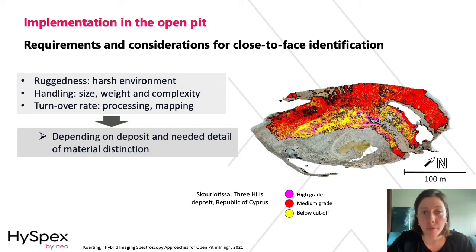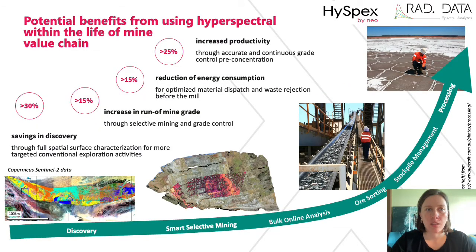The same goes for handling. In terms of size, weight, and complexity, it has to be easy to handle, including with PPE. Then we have a high turnover rate, which is asked for. So processing and mapping have to be high speed, and they have to be integrated seamlessly into different approaches and processing aspects in the mining flowsheet and in the open pit flowsheet. Depending on that, we will need the right sensor and the right camera to work with it. This will depend on the deposit type and also the needed level of material distinction, the heterogeneity of the deposit, and so on.